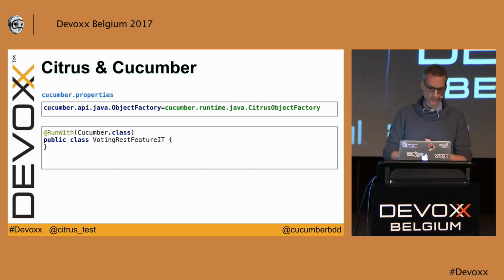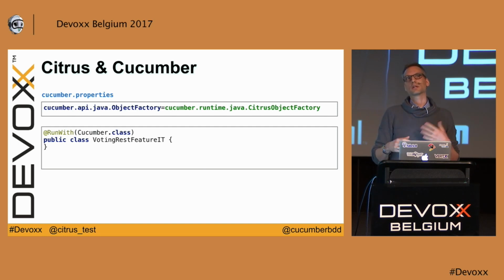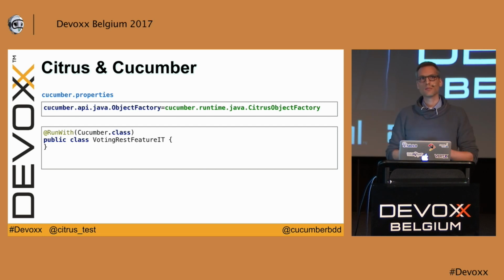So if you want to combine Citrus and Cucumber, you have to do one critical thing. This is setting the Citrus object factory. This is the object factory written in Citrus to provide the Citrus extension to Cucumber. And you can do this in the cucumber.properties file, or you can set this via system properties. But everything else stays the same.